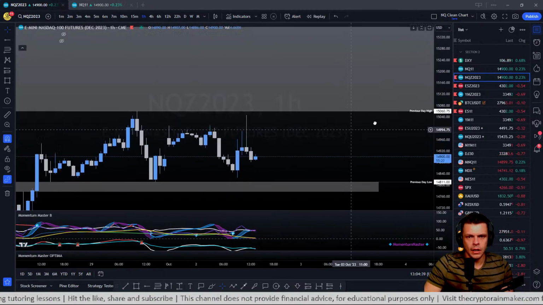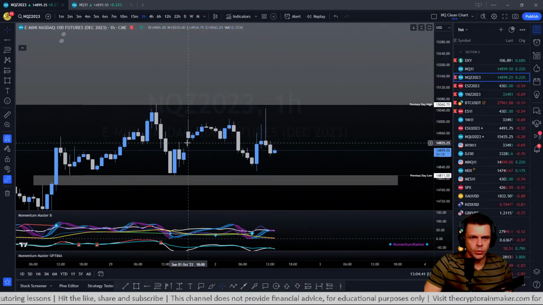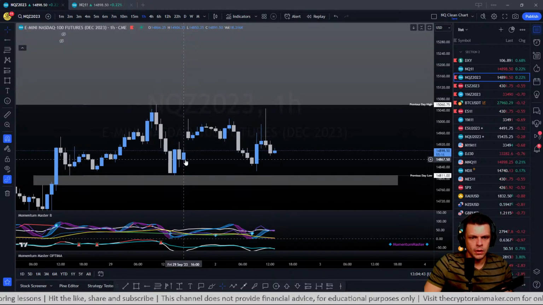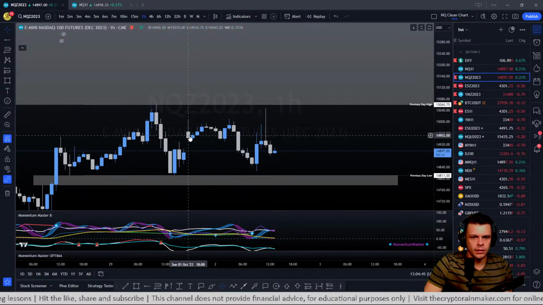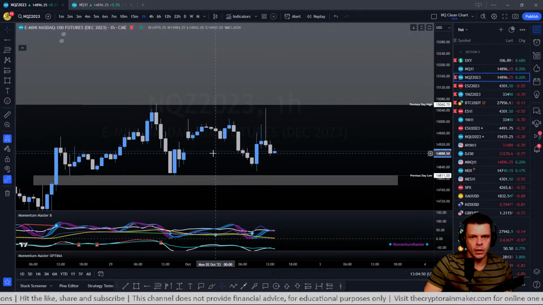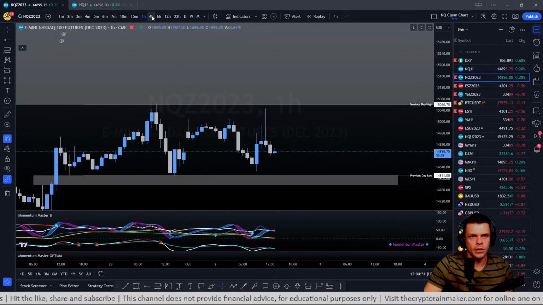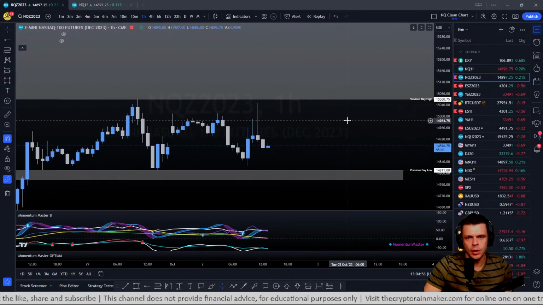Okay, so here we had, this is a new week opening gap. So this is where we closed on Friday. This is where we opened on Sunday. So that's your new week opening gap. So I already came into it. It was a little bit more clear on the 15-minute. We'll have a look at that in a moment.